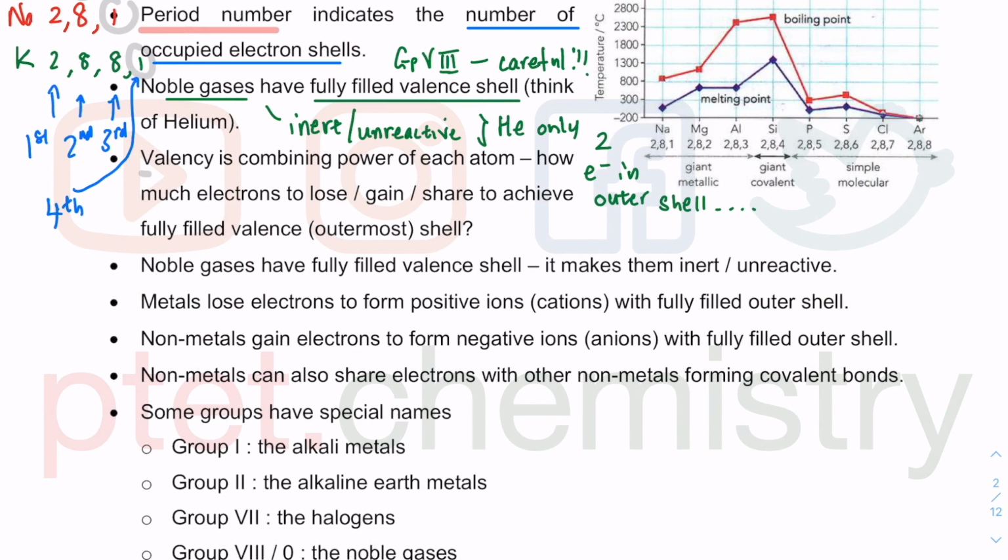Valency, we talk about valency when we talk about the combining power of elements. Whether you're metal or non-metal, you can lose electrons for metal.